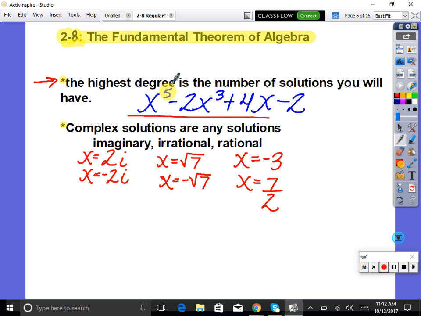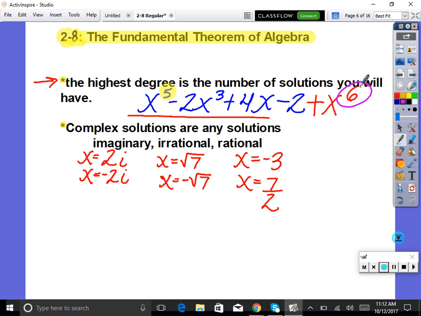Good. Now just be careful because they'll try to trick you sometimes and do something like this. Not have it in standard form. And so a lot of people will say 5, but if there was a +6 plus x to the 6, then the number of solutions would be 6. So just make sure it's in standard form.